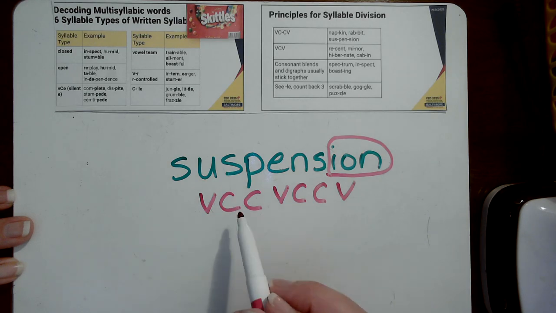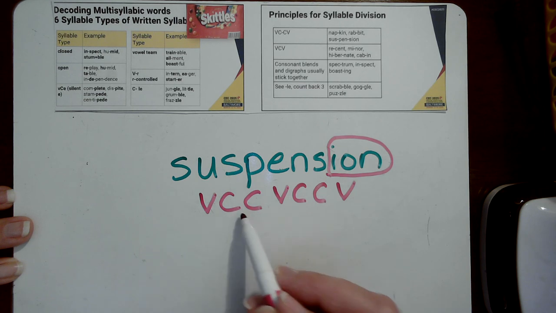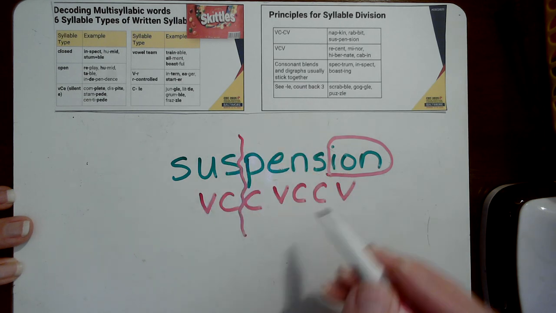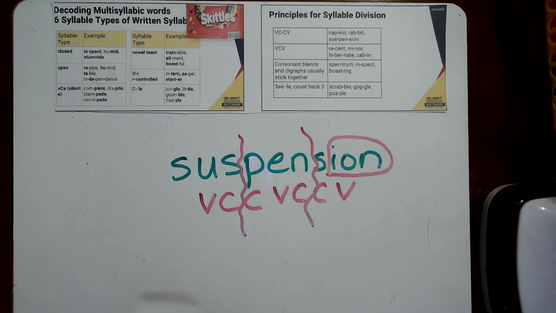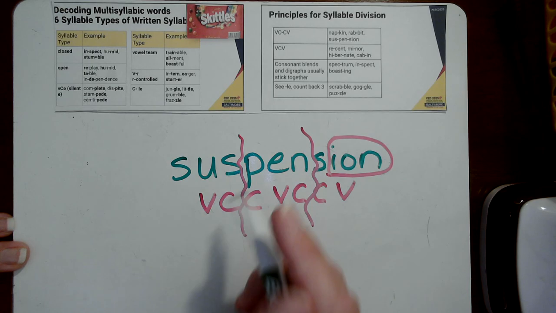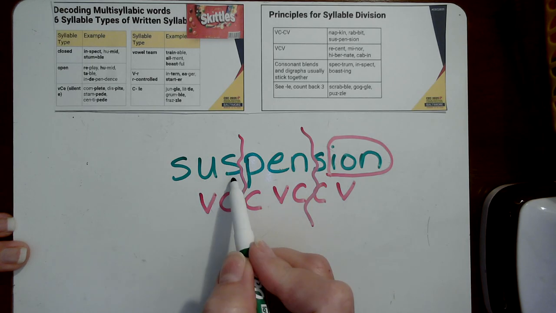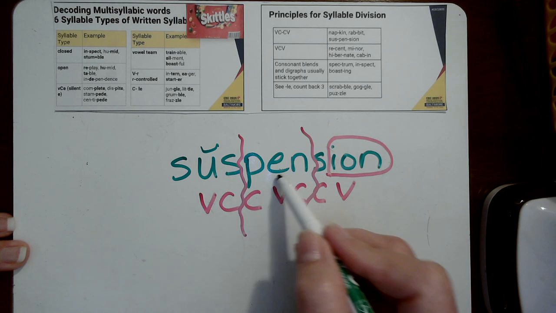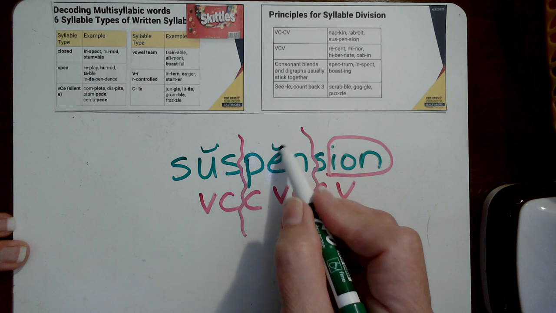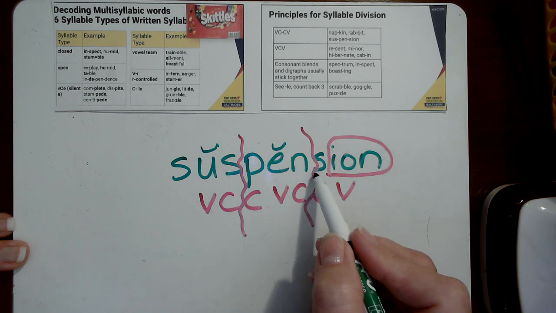This is the first rule or principle of syllable division. I've got 2 consonants side by side, so that's where I'm going to break it. Then I can go back and look at the smaller sections. Here I've got a vowel followed directly by a consonant, indicating a closed syllable, likely a short vowel sound. Same thing here, vowel followed directly by a consonant, closed syllable, and then I know this says shun.